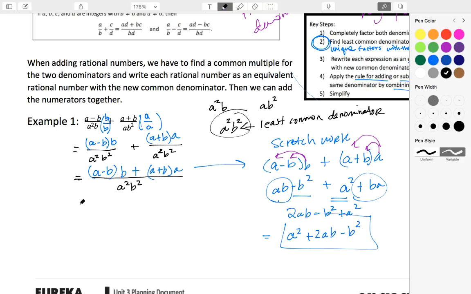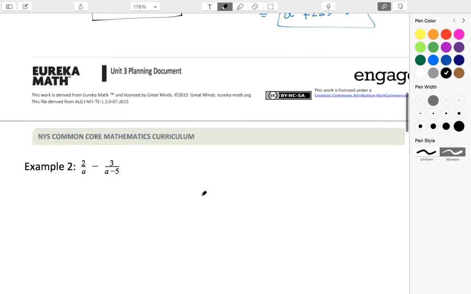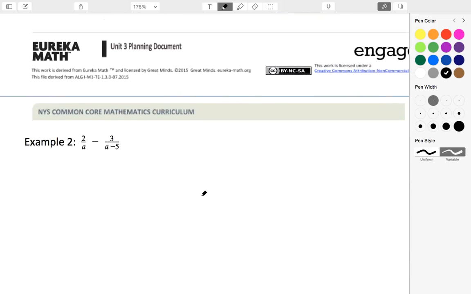So therefore, I will have this written as a squared plus 2ab minus b squared, all under my common denominator, a squared plus b squared, and that is my answer. I checked to see if I can simplify, but I know from here I can't, so that is it for that. All right, moving on to example 2.